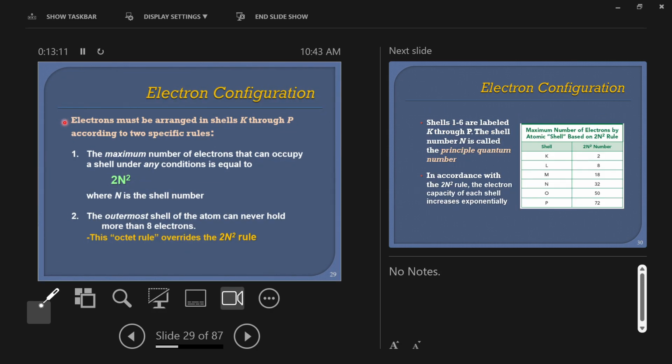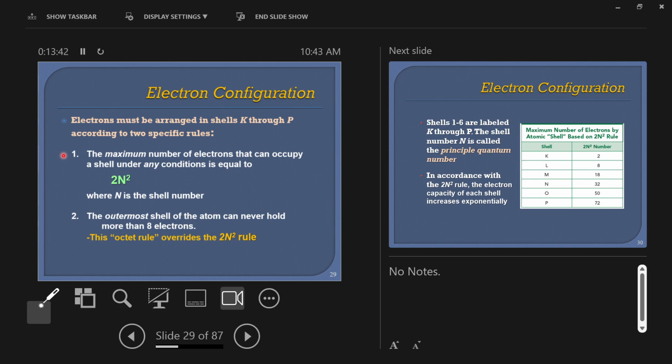And so electrons arrange themselves according to these 2 specific rules, okay? With these rules and knowing the atomic number, you can figure out the electron configuration of any atom, okay? So here are the rules. First rule: the maximum number of electrons that can occupy a shell under any conditions is given by the formula 2n squared. N is the shell number.